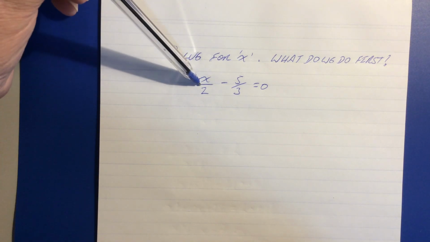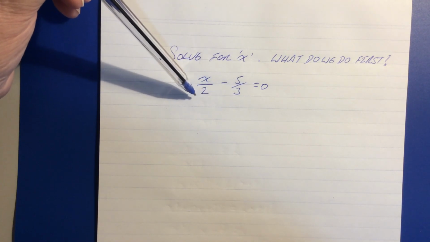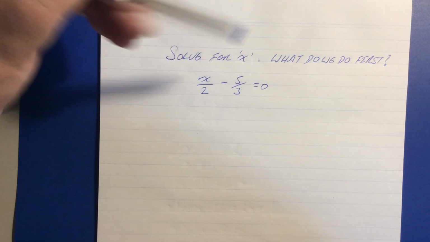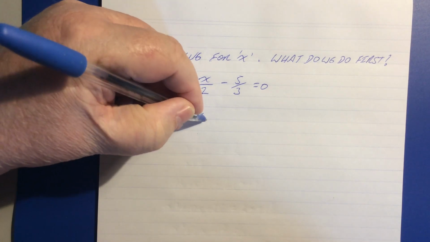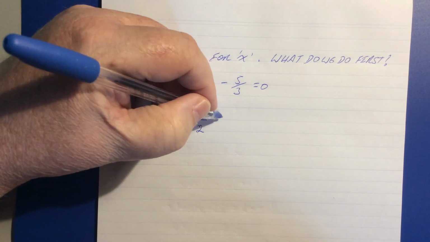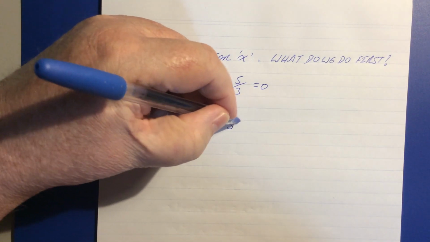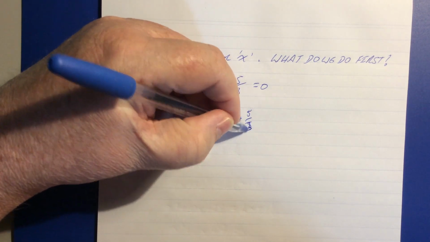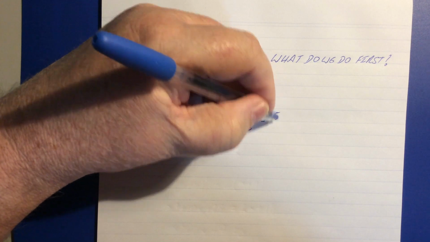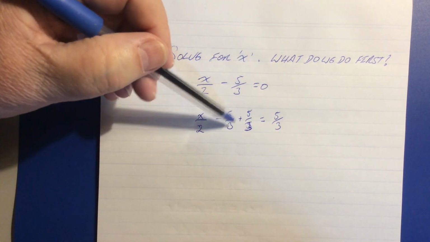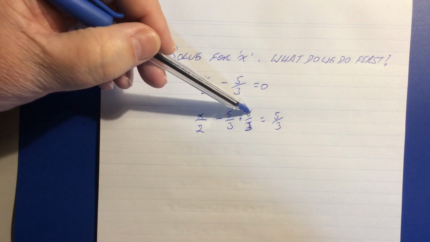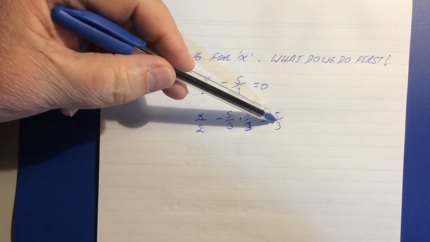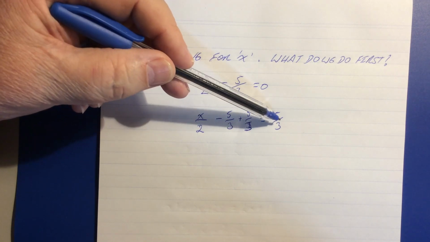So the very first thing that we do to solve this problem for x is we, in effect, move this to the other side of the equation. Now, how we do that is by adding 5 over 3 to both sides. Sorry, that should be 5 over 3, my mistake. And in the process, this in total becomes 0, it disappears. And over here we have 5 over 3.